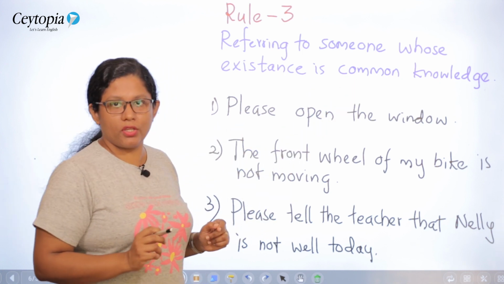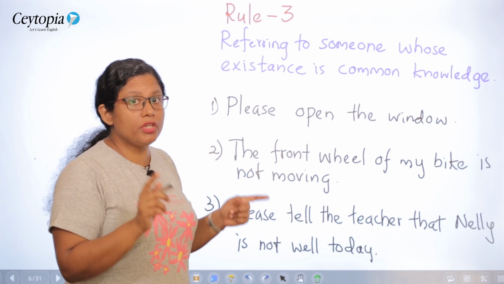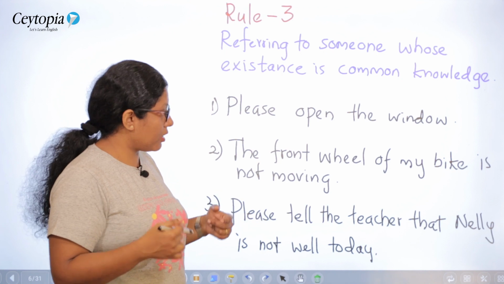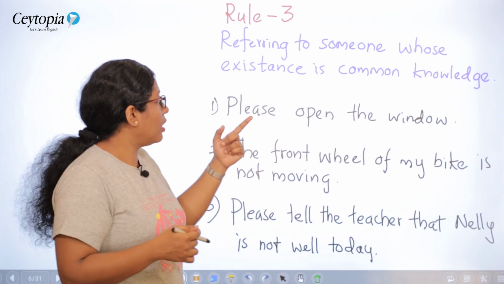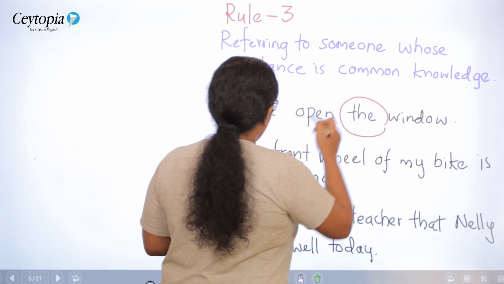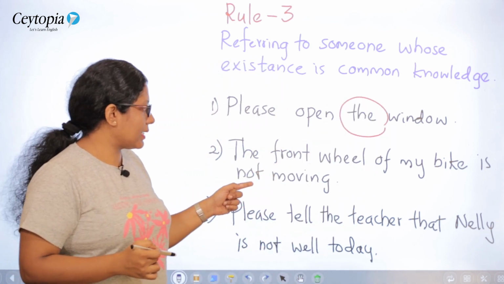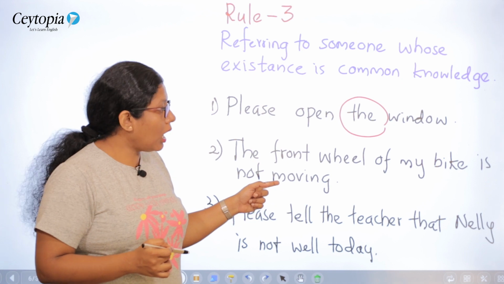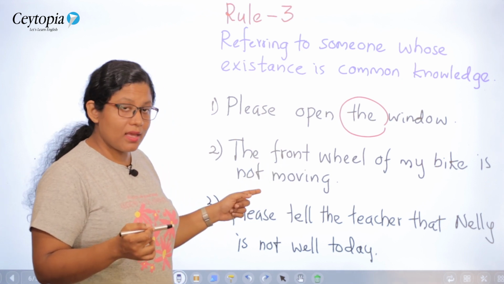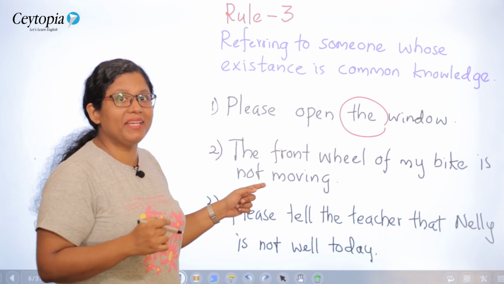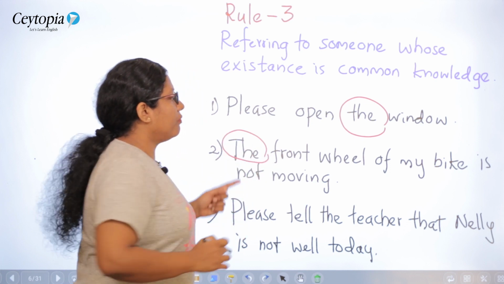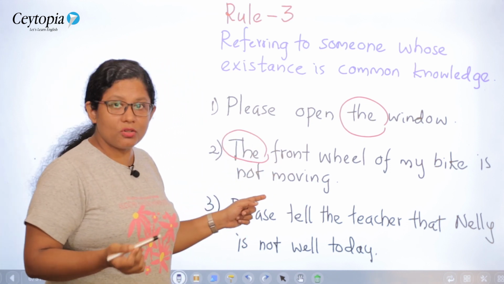Please open the window. There is only one window in the room, therefore we both know that we are referring to this particular window. Please open the window. The window. The front wheel of my bike is not moving. Now we both know that a bike has 2 wheels and there is only one front wheel. Therefore you can say the front wheel. The front wheel of my bike is not moving.